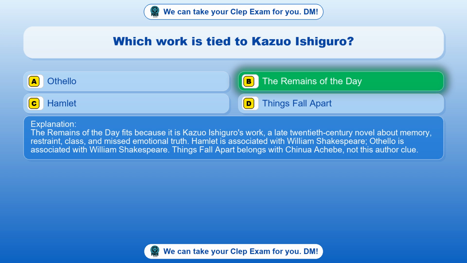The Remains of the Day fits because it is Kazuo Ishiguro's work, a late 20th century novel about memory, restraint, class, and missed emotional truth. Hamlet is associated with William Shakespeare, Othello is associated with William Shakespeare. Things Fall Apart belongs with Chinua Achebe, not this author clue.